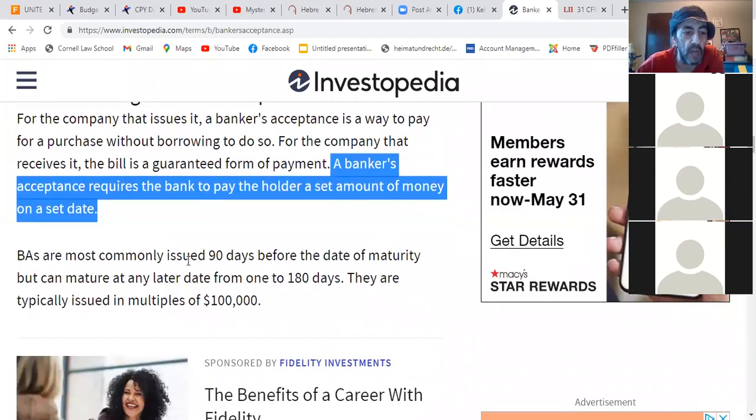Banker's acceptances are most commonly issued 90 days before the date of maturity, but can mature at any later date from 1 to 180 days. So when you do that banker's acceptance and then they take it and they turn around and they don't get that payment within 90 days, guess what? They turn around and sell it. That sucker goes out from that time forth as a swap. It's a credit default swap, and everybody's buying a credit default swap. And then when you miss one payment, they come and try to foreclose on you.